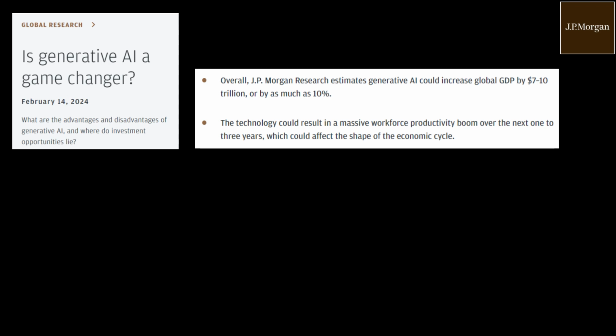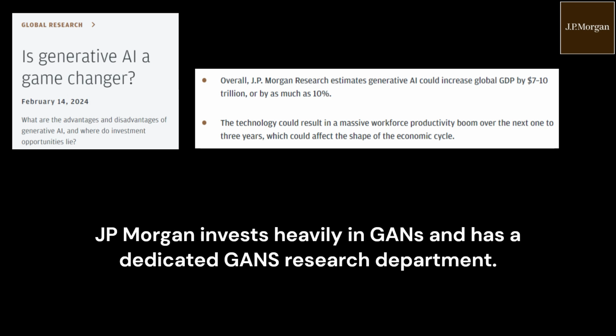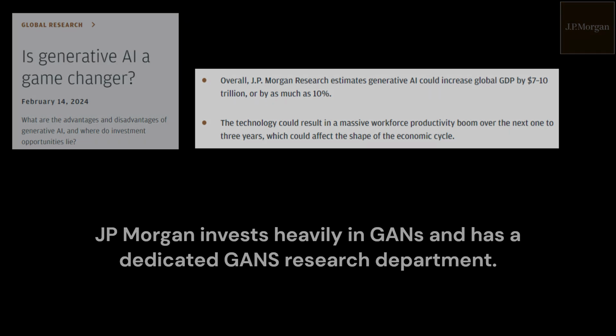A lot of money is invested into GANs, and JP Morgan's AI research department has a branch dedicated to generating synthetic data. The goals of this department are, for example, to provide synthetic data to other teams and detect credit card fraud.